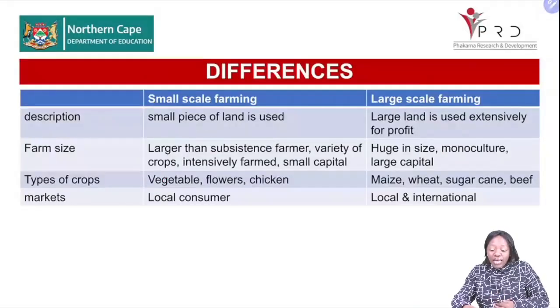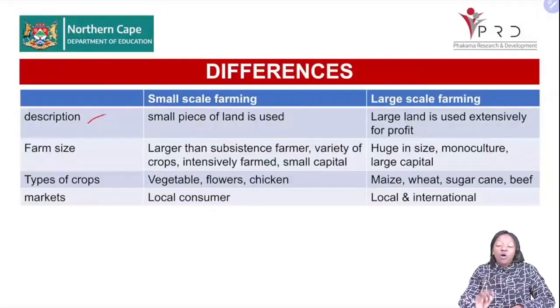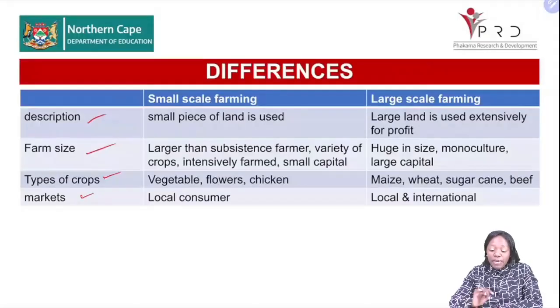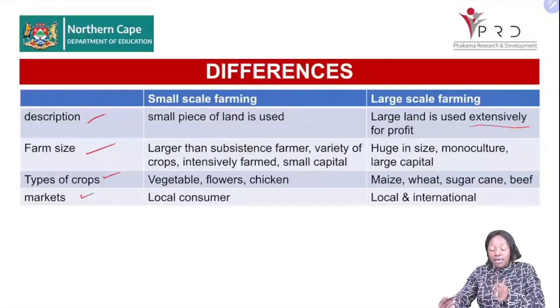Then we're looking at the differences again, because you need to have the thorough understanding between these two. We're looking at the description, we're looking at the farm size, we're looking in terms of the crops, and we're looking in terms of the market. So your small scale farming, small piece of land is used, and your large scale farming, the large land is used extensively for profit. Extensively, remember, less work is being done because a lot of work is being done using the machine.